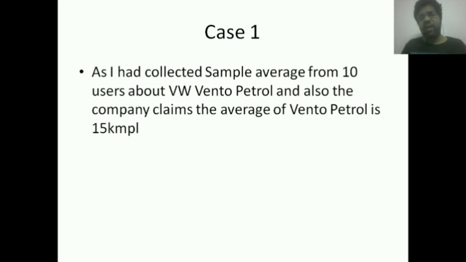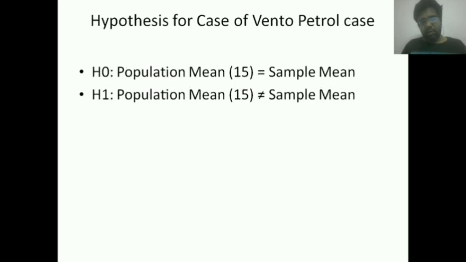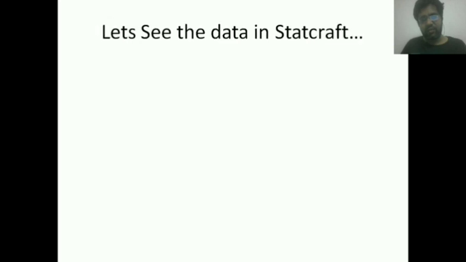Now we will make the hypothesis. The first hypothesis is that the population mean would be equal to the sample mean. In simple words, my null hypothesis is that the population mean would be 15. Whatever data I have collected, the average would be 15. The alternate hypothesis is that the population mean would not be equal to the sample mean, so maybe it would be more or less. That we will see.